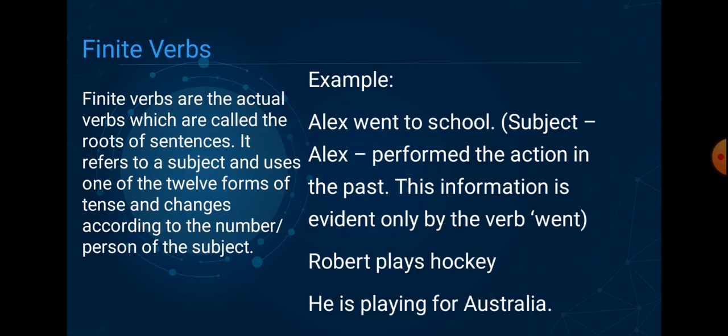Example: Alex went to school. Alex performed the action in the past. This information is evident only by the verb went. Went is the second form of verb. The tense here is past simple tense. And from the second form of verb, went, it is clear that Alex went to school. So it shows a past action.